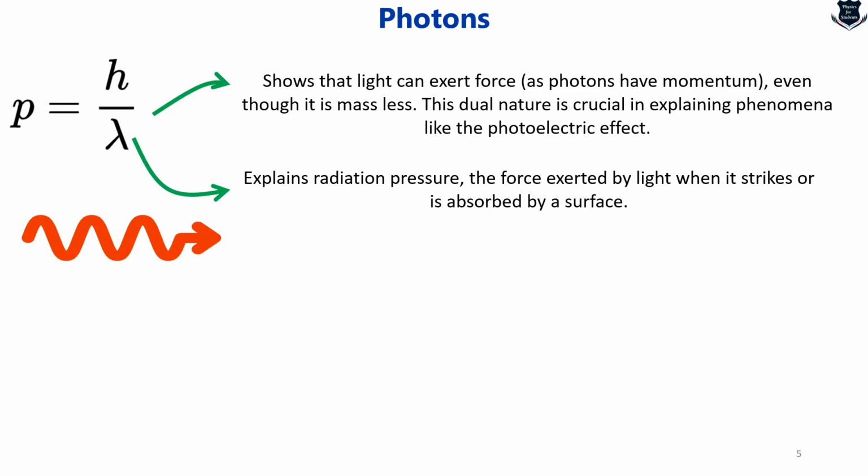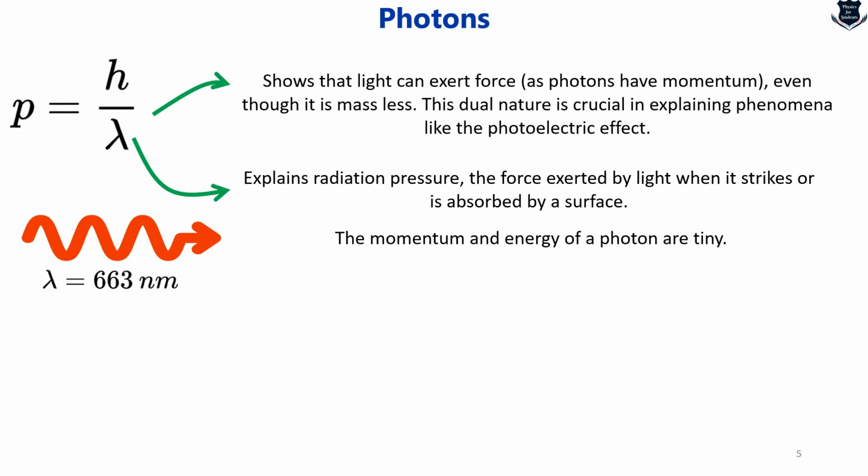So, for example, this photon has a momentum and energy, but remember they are very, very tiny. If I take the wavelength as 663 nanometers or something like that, then we get a momentum of about 10 to the power minus 27 Js and an energy equal to that. As you can see from these figures, these things are very small, minuscule, on the microscopic scale.